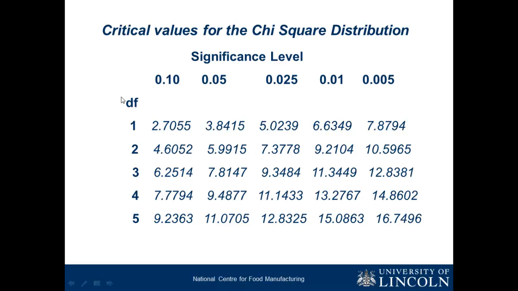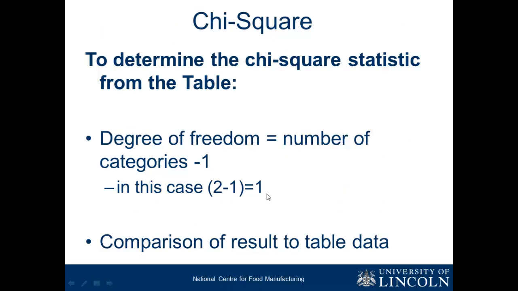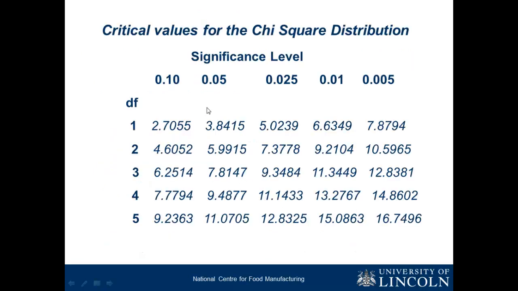Let's go to the table. This is the 5% significance level, 0.05. The degree of freedom is 1, because we have 2 categories minus 1. So our significance level is 5%, which is 0.05. This is a chi-square distribution table. With degree of freedom 1 and significance level 5%, the chi-square value from the table is 3.8415.